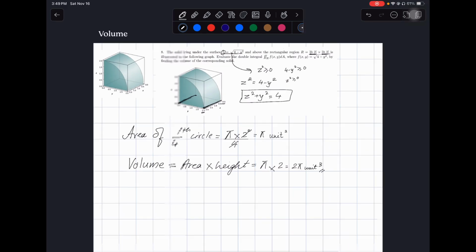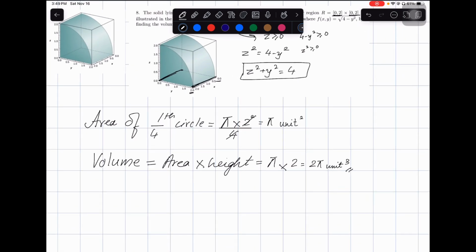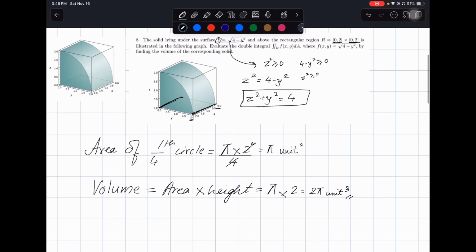Right? It didn't take us more than 2 minutes to solve this one, but to do the integral, it's going to be much longer. But yeah, this is the final solution. The volume of the corresponding solid is 2 pi unit cubed.